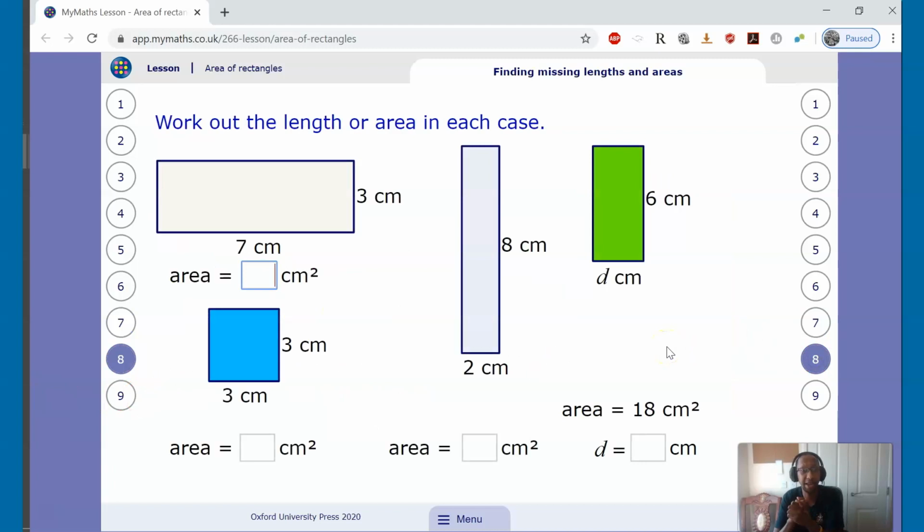Pause the clip and have a go at these questions, and let's see what you come up with.